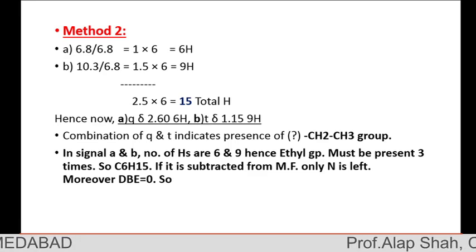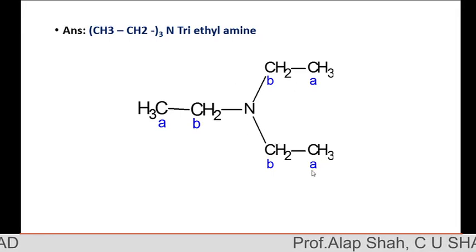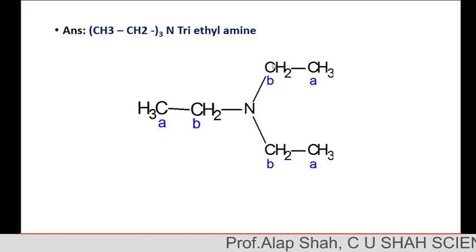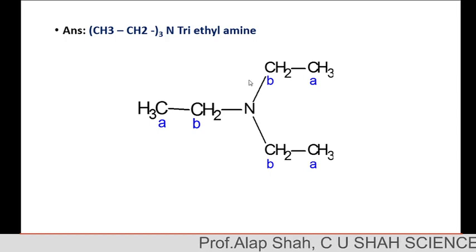And that's why, friends, the answer for this compound must be triethylamine. And you can see that signal A, 9H, they all have two neighboring protons, that's why they're a triplet. Signal B, 6 equivalent H, but they have 3 neighboring protons, that's why they're a quartet.